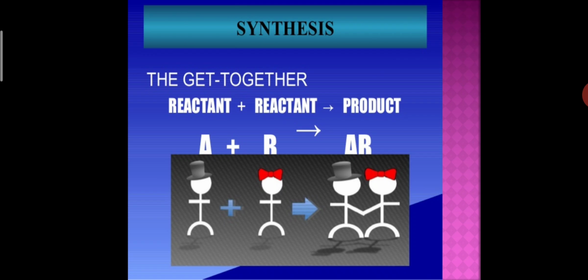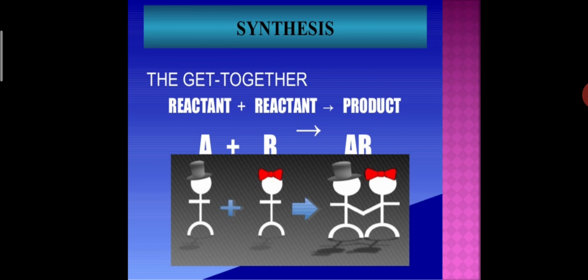So we can say it is also a combination reaction. When a compound is formed from its elements or from simpler substances, that reaction is called a combination reaction. When we take A and B, they form AB. Let's see the diagrammatic representation: one boy is there, one girl is there. When they combine together, they form boy-girl. These types of reactions are known as synthesis or combination reactions.